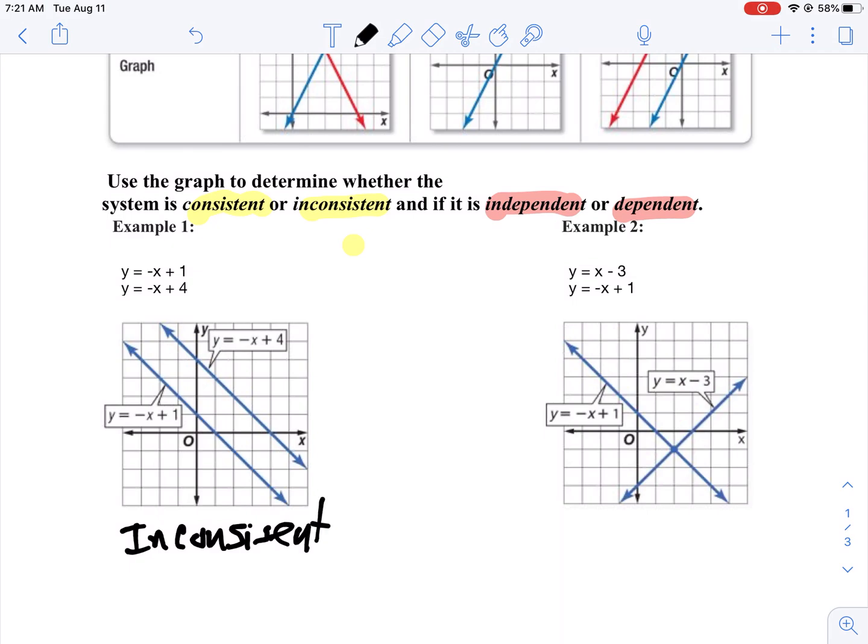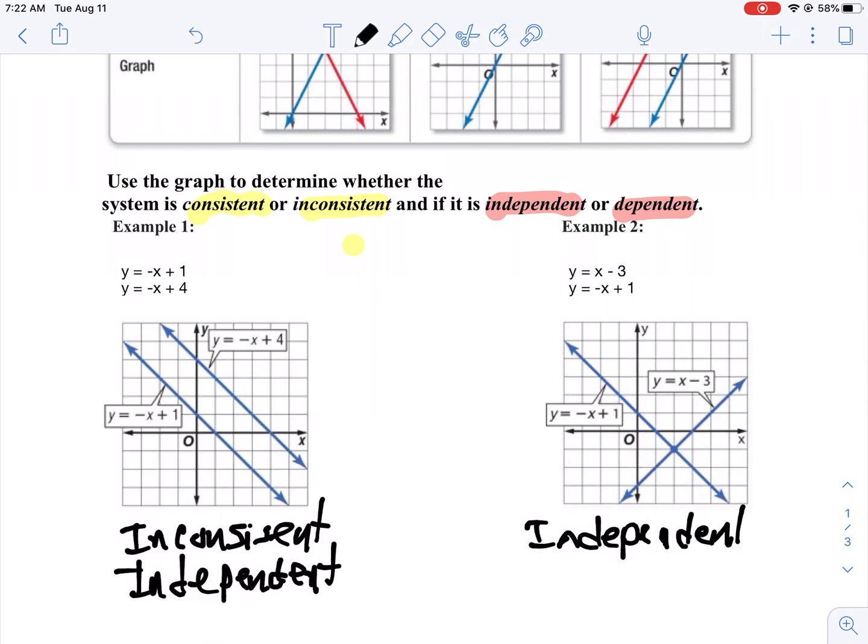And since there's two separate lines, we say they're independent. But really, we don't need to write this one because inconsistent says it all. Now, in the second, on example 2, notice we have two lines that intersect. Since we have two separate lines, they're independent. And since they intersect, they're consistent.